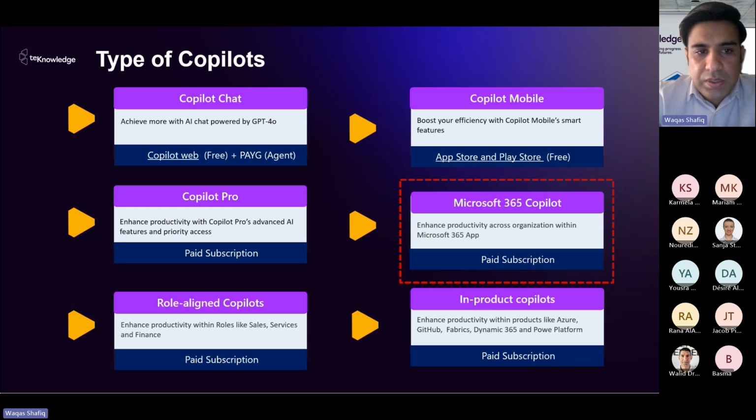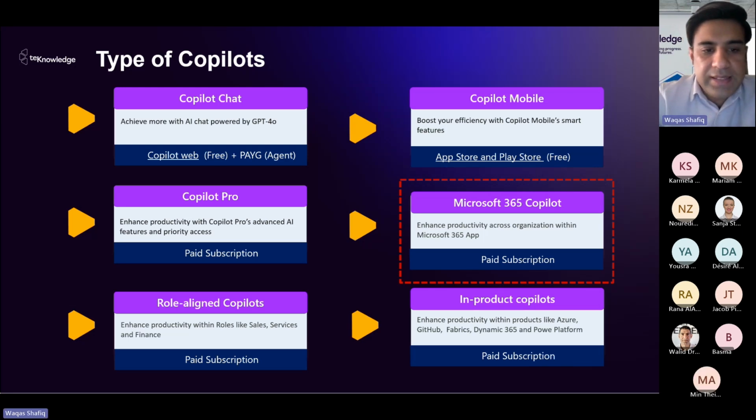I have also attached, if you see, PYAC here. Let me circle it. What is this? This is pay as you go agents. This is the latest innovation or feature by Microsoft in Copilot Chat. Now, even with the free version, you would be able to create a Microsoft 365 agent. What are agents? We will discuss it later. I don't want to complicate things here. I want to keep everything simple.